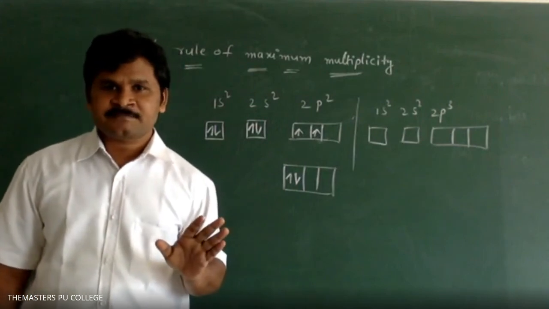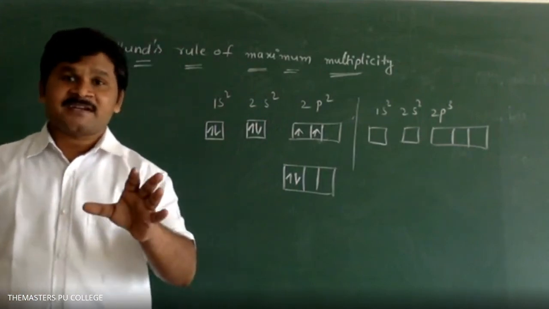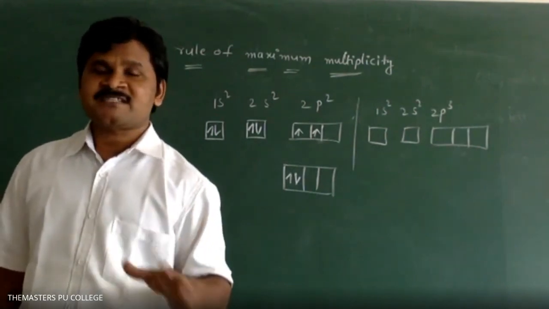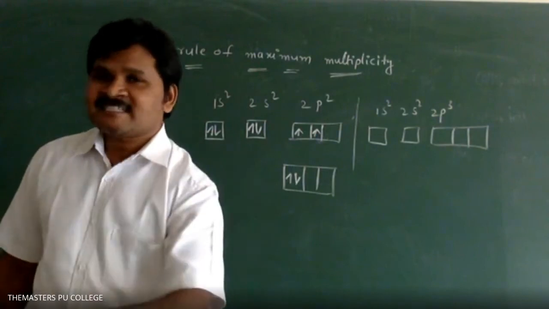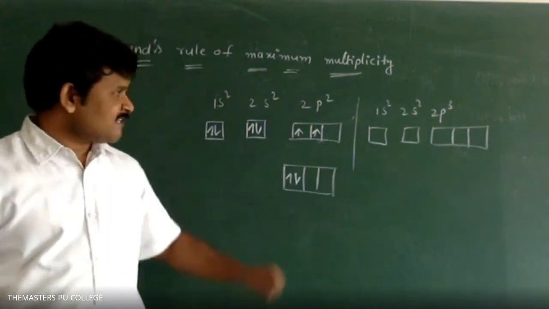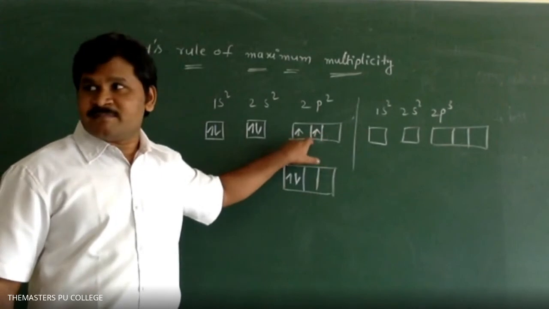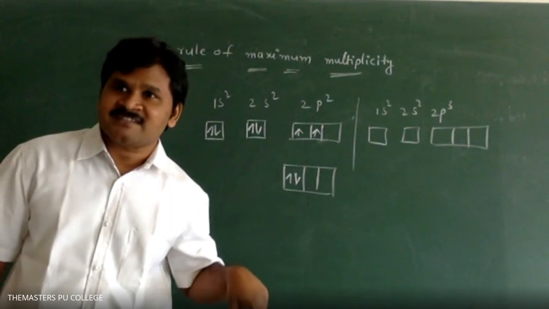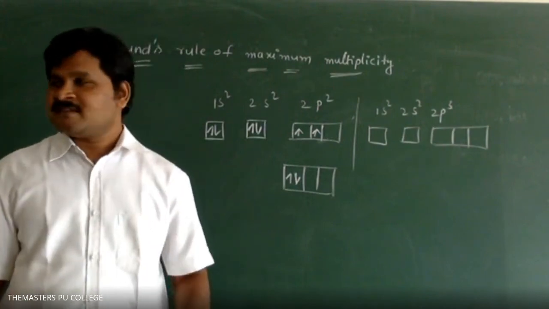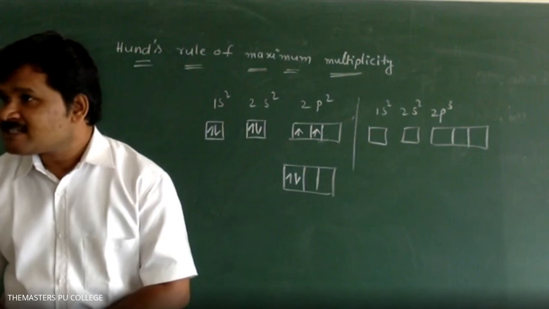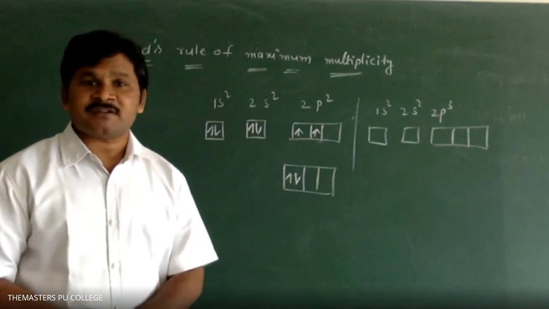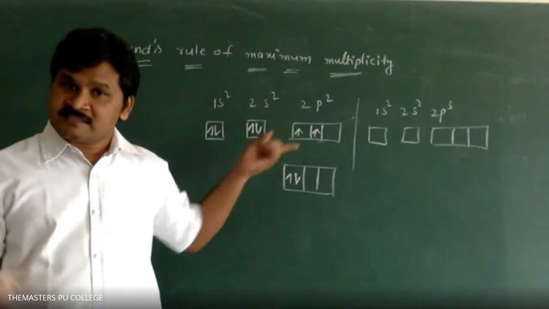Clear, students? Here, degenerate orbitals. One word I used. Do you know the meaning of degenerate orbitals? Orbitals which have the same energy are called degenerate orbitals. In the p orbital there are three boxes, and these three boxes have the same type of energy. So such orbitals are called degenerate orbitals. Orbitals having the same energy are called what? Degenerate orbitals. Electrons occupying degenerate orbitals is explained by which principle? Hund's rule. That is important.